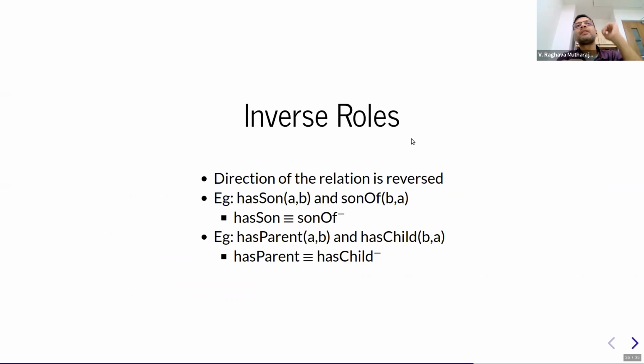Okay. There is the concept of inverse roles where the direction is reversed. For example, you have A has son B, and then B is the son of A, and both are the same. You can specify that using this. So has son is equivalent to son of, and you specify the inverse here. If A has parent B, then B has child A. Again, these two are inverses of each other.